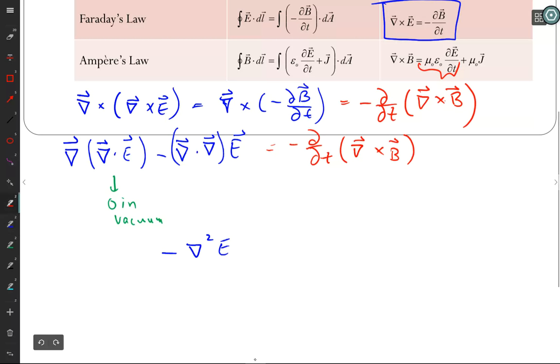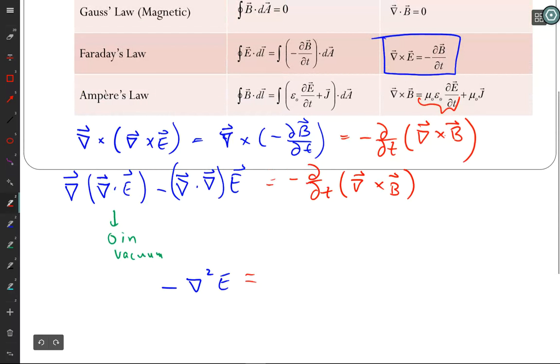And then the other side equals, and now I'm going to substitute for the del cross B. Don't forget the d/dt, minus d/dt of, and using my substitution, mu naught epsilon naught dE/dt plus mu naught times 0 in a vacuum.